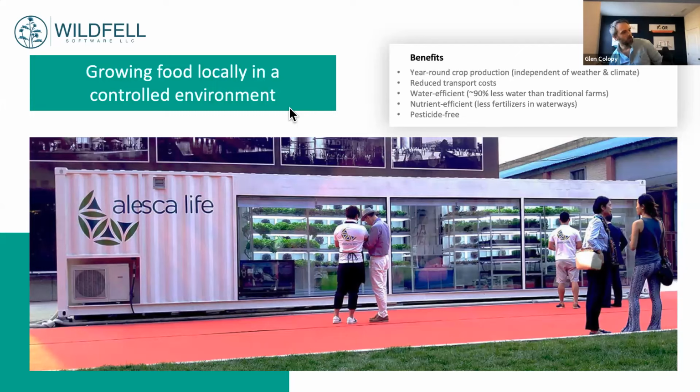So what these people right here are oohing and aahing at is an indoor farm. It's an indoor farm provided by Leska Life. That's one of my clients. And it's local food in a controlled environment. I believe this one is based in Beijing. But basically, the benefits right off the bat of indoor farms: year-round crop production, so it's independent of weather, independent of climate. Reduced transportation costs. So if you're growing food locally, you don't have to move it as far.